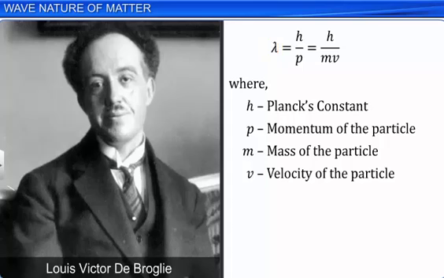The dual nature of matter is evident in the de Broglie equation. The left-hand side of the equation has the attributes of a waveform, while on the right-hand side are the typical attributes of a particle.